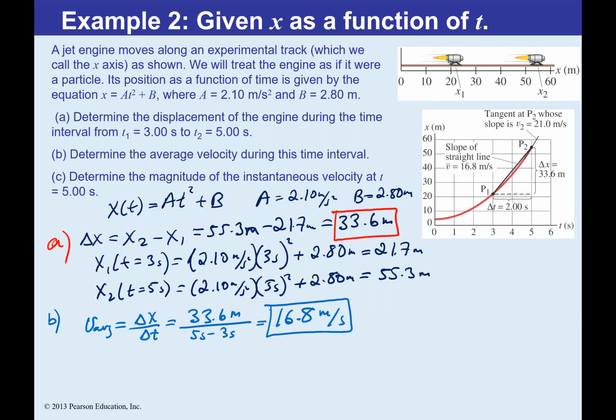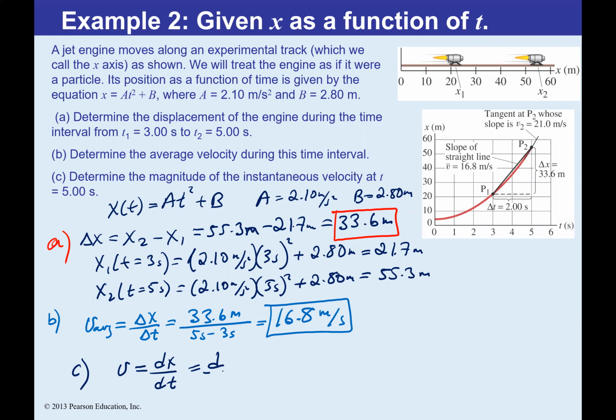All right. Part C, determine the magnitude of the instantaneous velocity at t equals 5 seconds. All right, so let's see how we do that. For part C, what we do is this. Remember, we want instantaneous velocity. So we take our x and take the derivative of that to get a function for the velocity as a function of time.